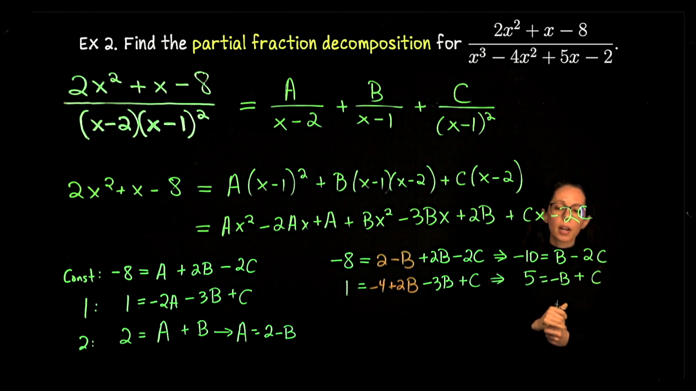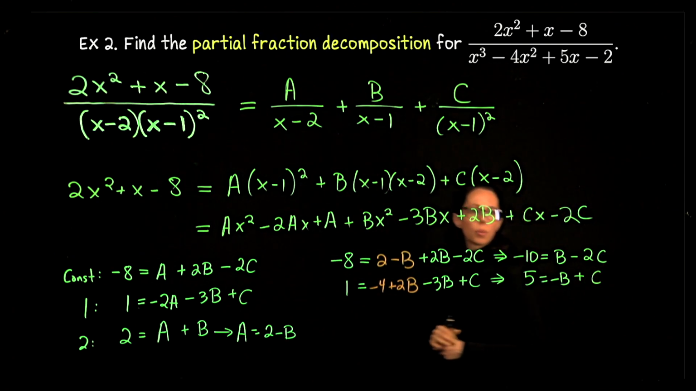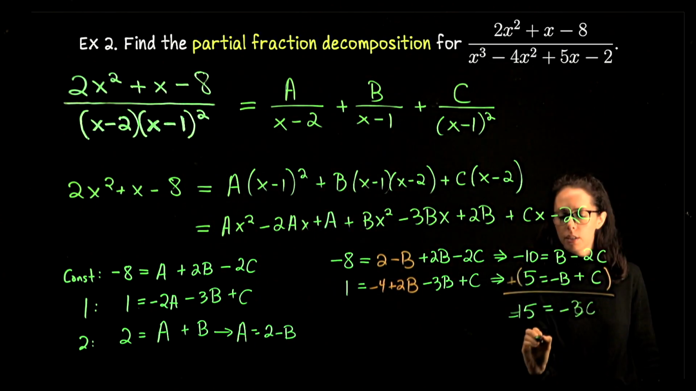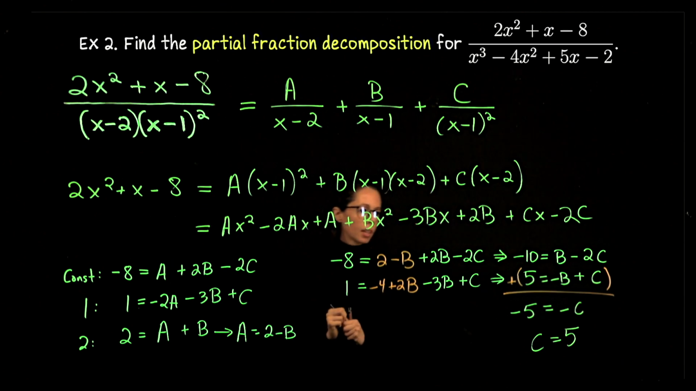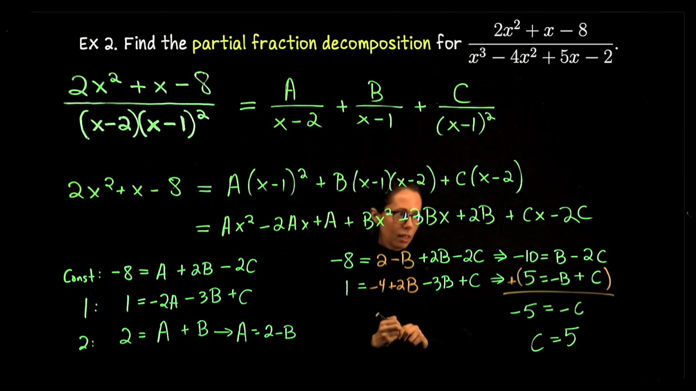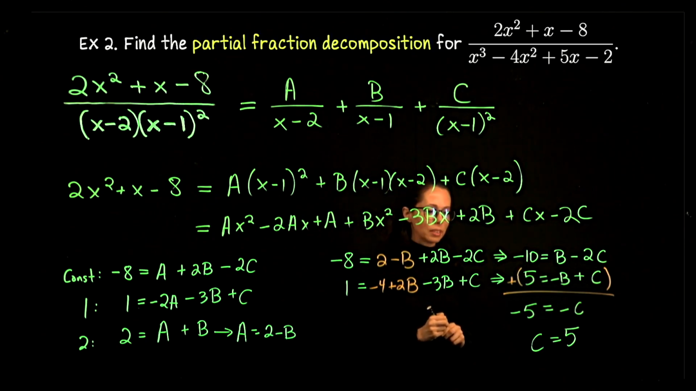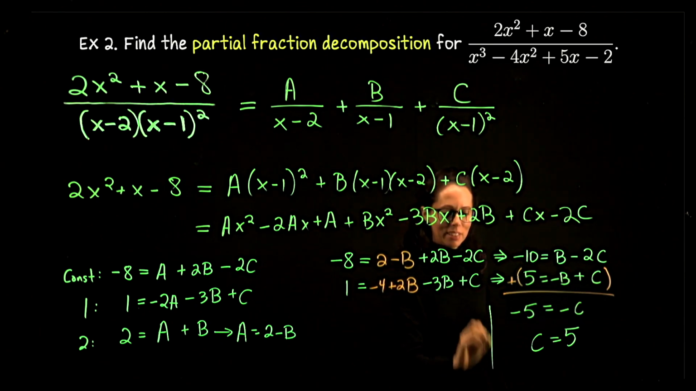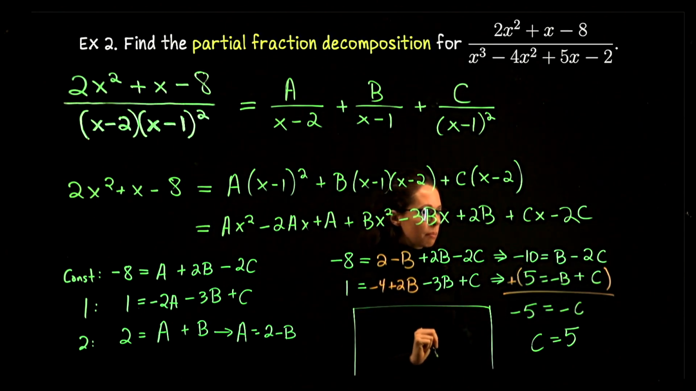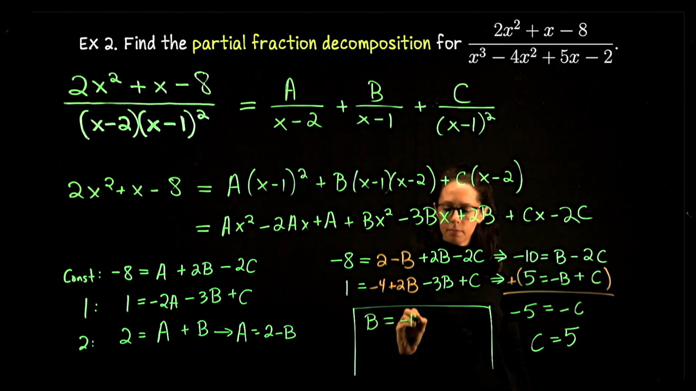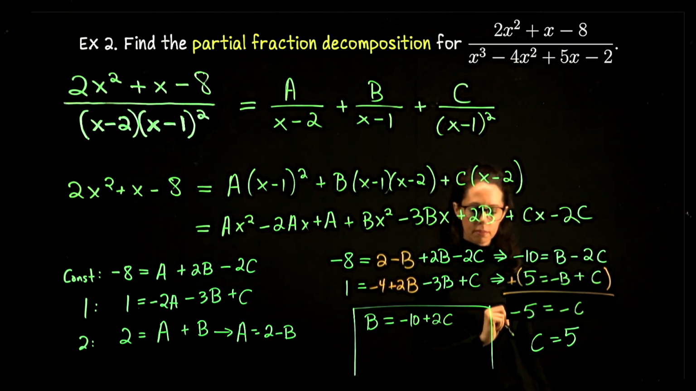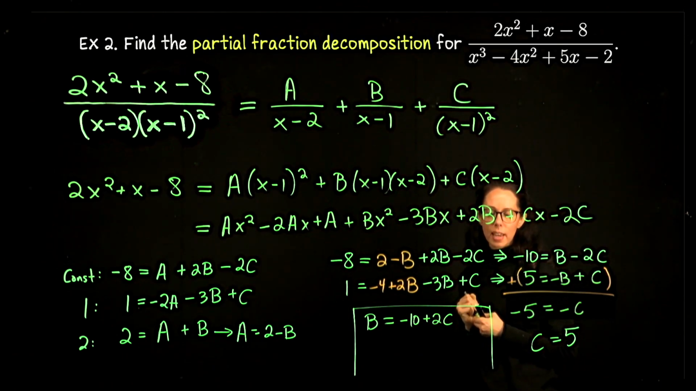Okay, so we end up with this pair of 2 equations for 2 unknowns. Move to the left so that you can see them. So that tells us c is 5. All right, then if c is 5, we can come to this equation and solve for b. Okay, so let's see, I'll just do it in a little box here. b is negative 10 plus 2c. But that's negative 10 plus 10, which is 0.